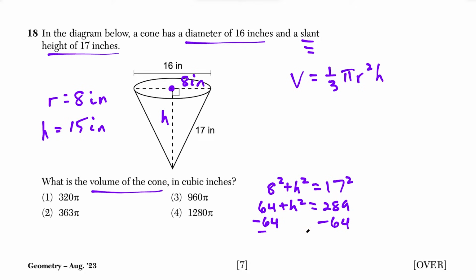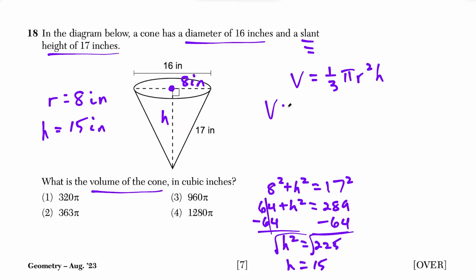This is going to give us, on the left side, this is going to cancel out, and we're going to have h squared equals, and on the right side, we're going to have 225 after we subtract. And now we take the square root of both sides, and that tells us h is equal to 15 after we do the square root of 225. But if you know your Pythagorean triples, this is just way faster. So now we plug this into the equation.